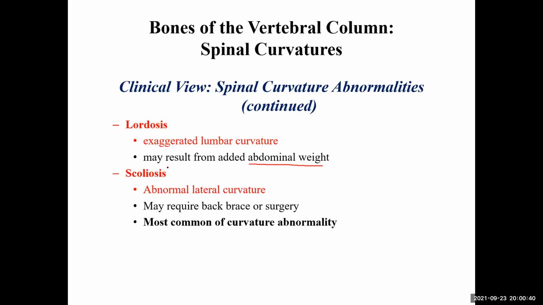Now, most of us are familiar with this term here, scoliosis. All right, and that's a lateral curvature that we see in the spine. And it can be anywhere. It could be in the cervical, lumbar, thoracic. It's all over the place. It could be in all of those divisions. It can be in one of those divisions. All right, so it's very common. And if it's really, really bad, it may require surgery.